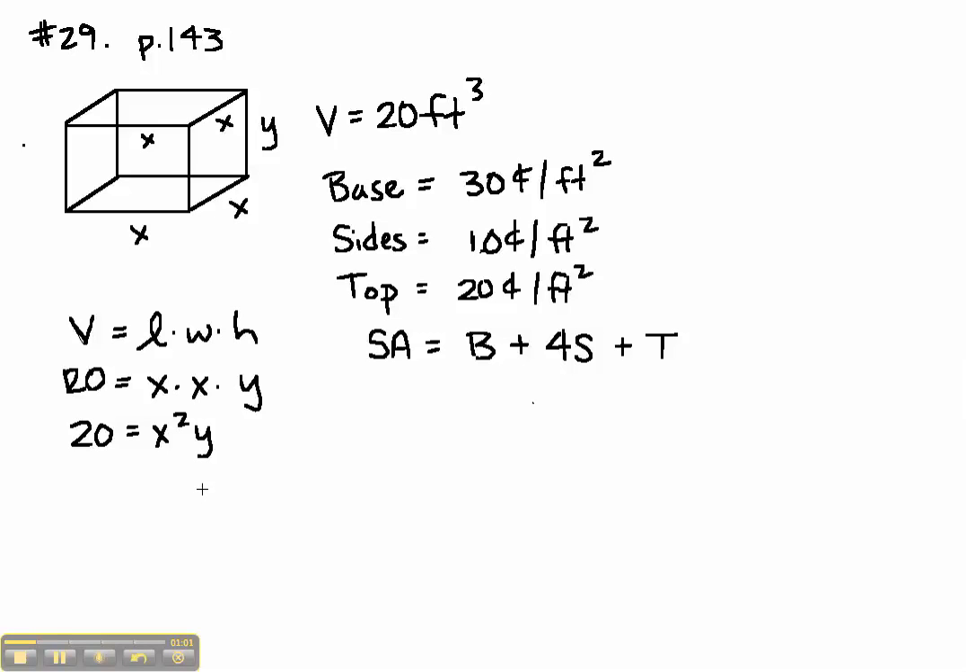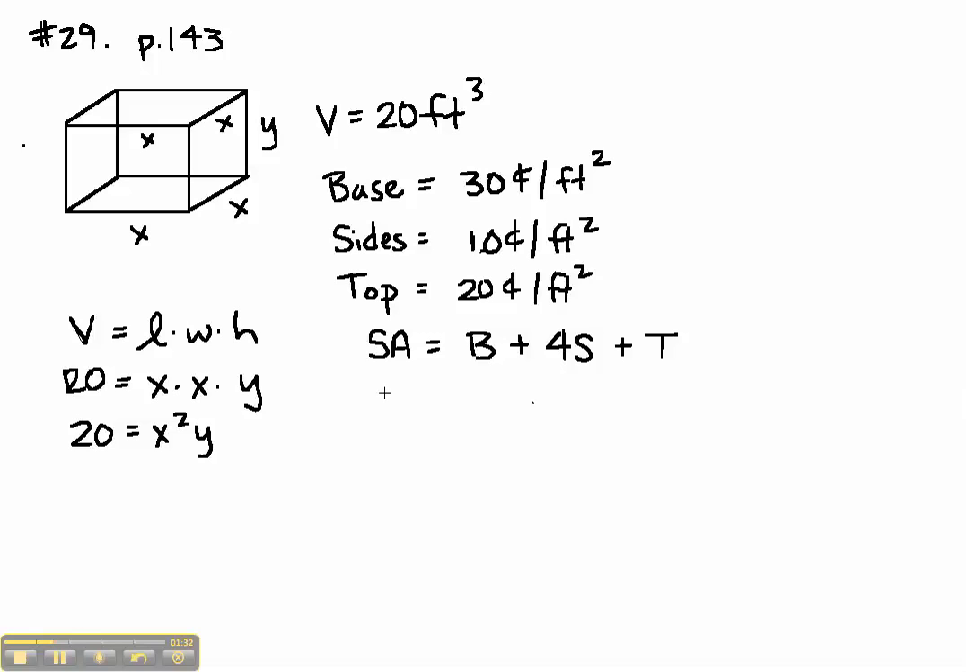And they also tell us the cost of the material in terms of feet squared. Anytime you see feet squared, they're giving you information about the area, which is the surface area of the box. I've listed as SA equals B plus 4S plus T. B is the area of the base, S is the area of each side, and T is the area of the top.